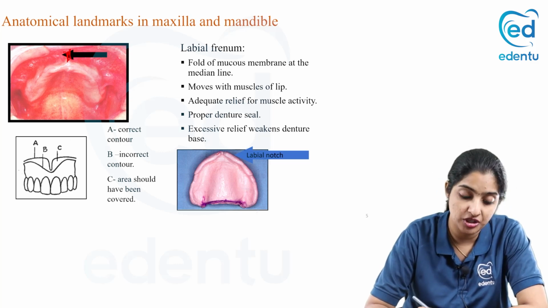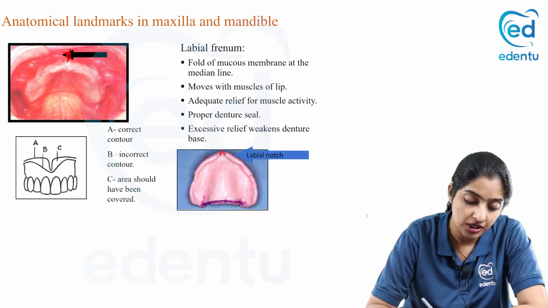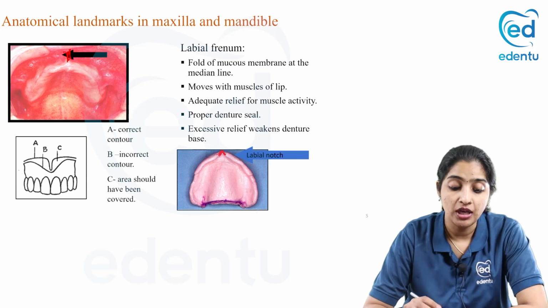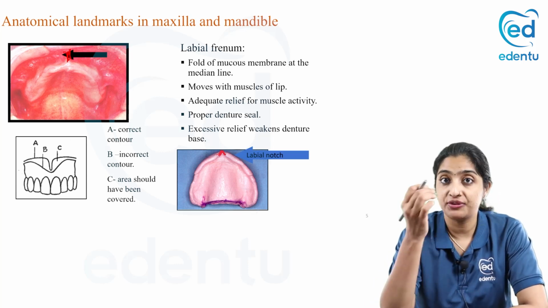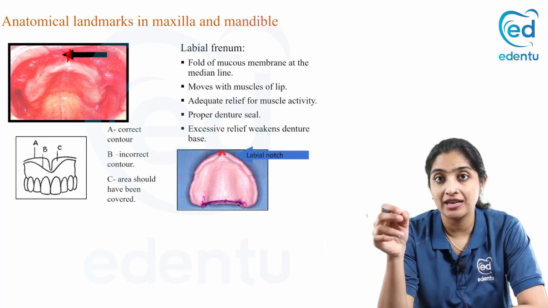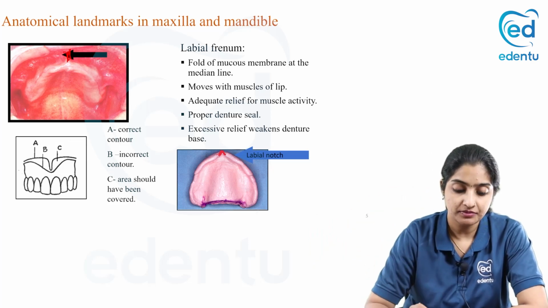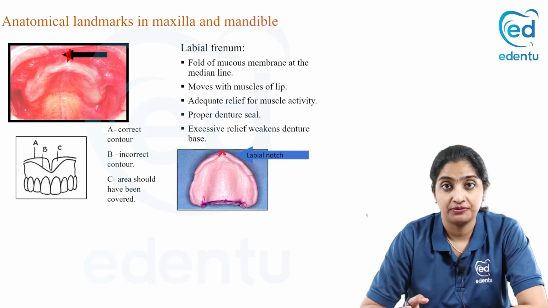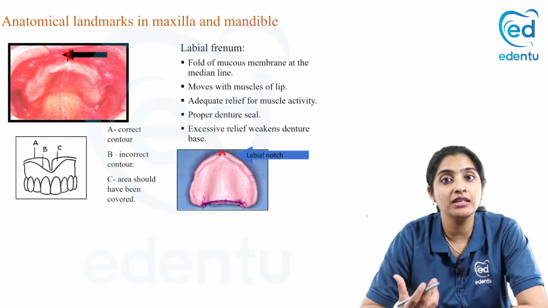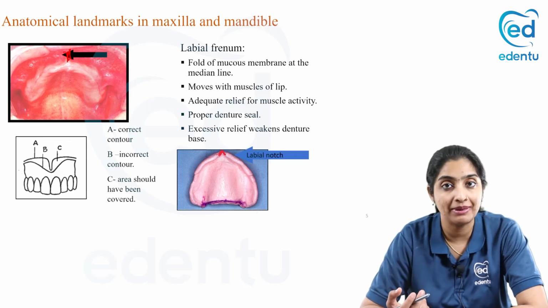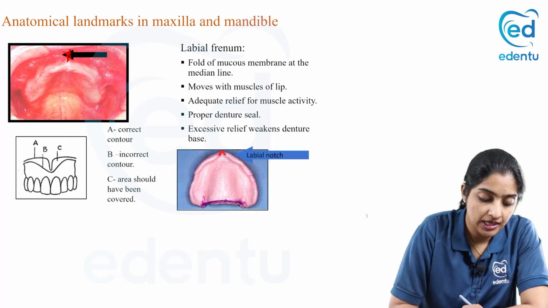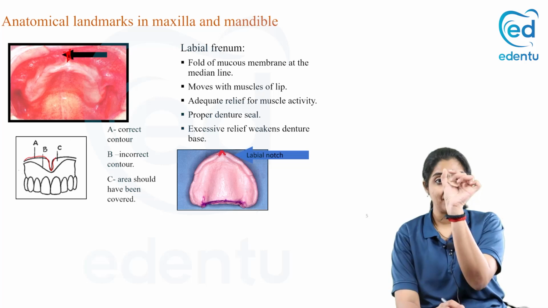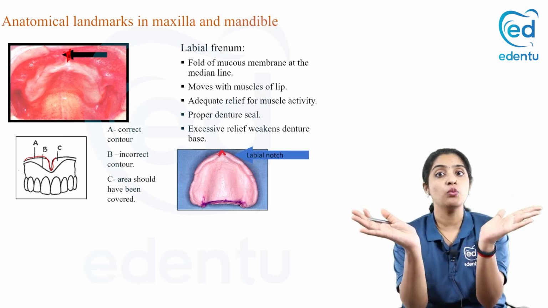So, when you take an impression, you can see a notch. This is called the labial notch. So, in the mouth, it is the labial frenum. In the impression, it is recorded as the labial notch. Excessive relief for the labial frenum can weaken the denture and enhance the chances for a midline fracture. This is how a labial frenum is seen. It will be thin, narrow and long, not a very wide frenum.